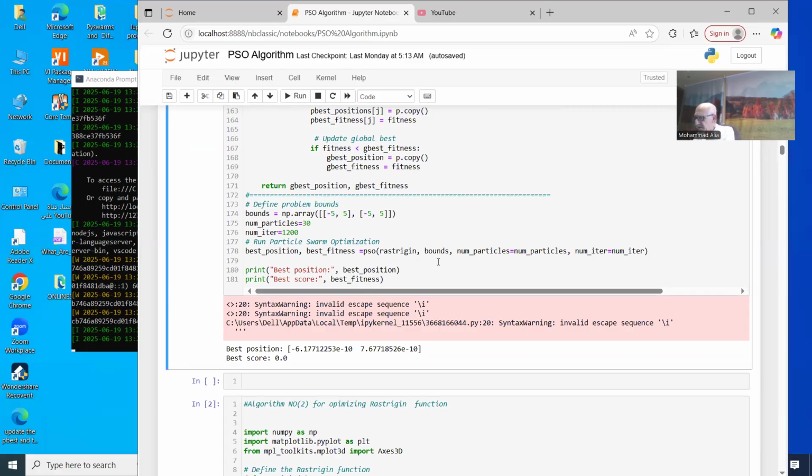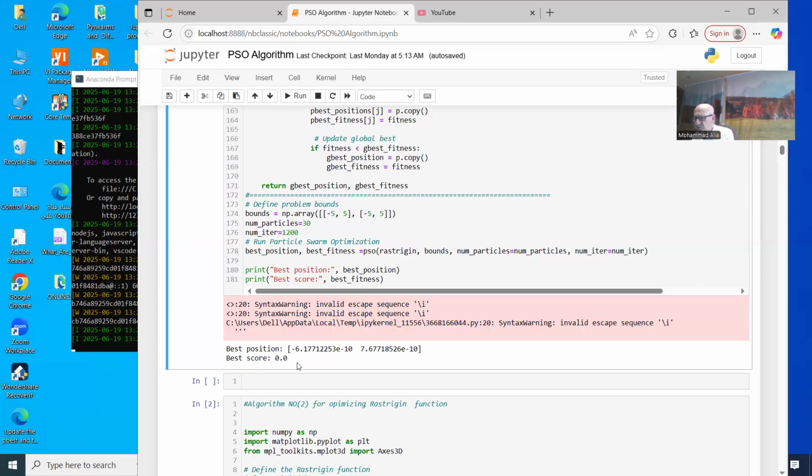This is the bounds of the Rastrigin function. They are known here, the bounds. The number of particles is also known. The number of iterations is also known. Everything is known. So if we run the program now, we will get the output, these two values. The best fitness, the global best fitness, and the best position, which is the coordinates where the best fitness or score takes place. If we print them, we shall have the values as shown here.